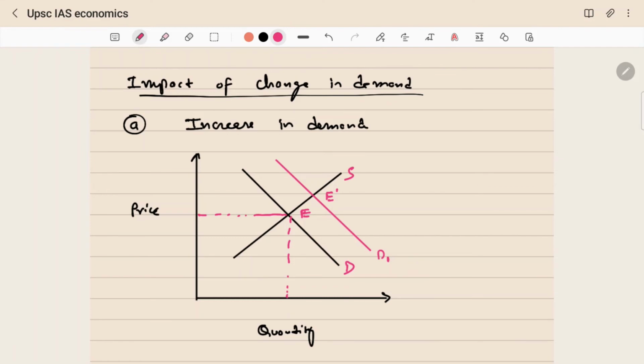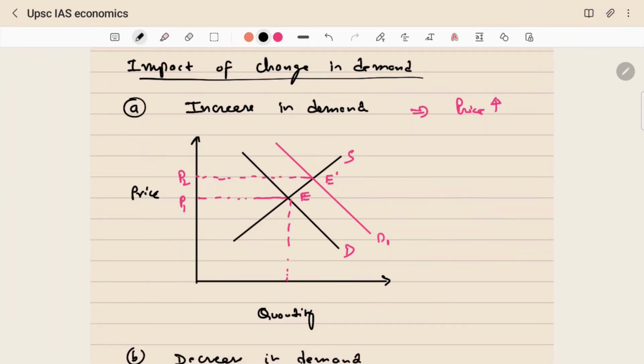So what has happened to the price? The price has now increased. Earlier the price was P1, now the price is P2. So when there is an increase in demand, then the price will also increase. Now let us see the second case, which is decrease in demand.